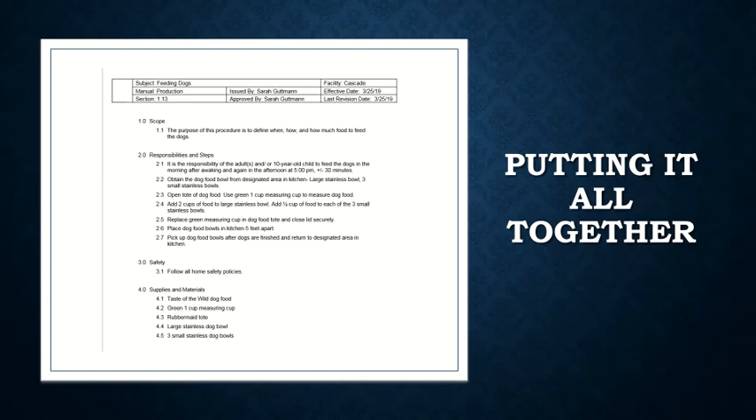So we want our procedure to be easily read. We want all the steps to be listed out for us. And unless it's a very large or complex procedure, SOPs should be pretty short, 1 to 2 pages typically in length.